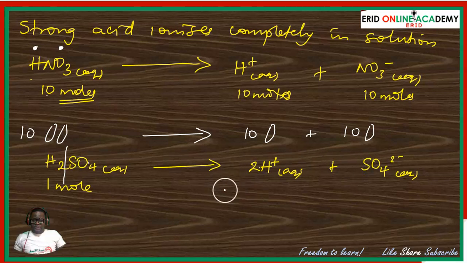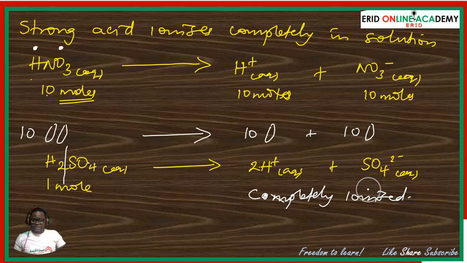So we can say that this acid as well is completely dissociated. Completely dissociated, or completely what? Ionized. So a strong acid is one that completely ionizes in solution. So let's consider what a weak acid would be. It will just be the opposite of what a strong acid is.